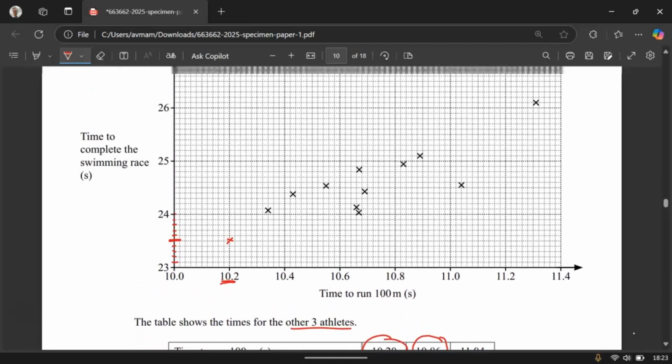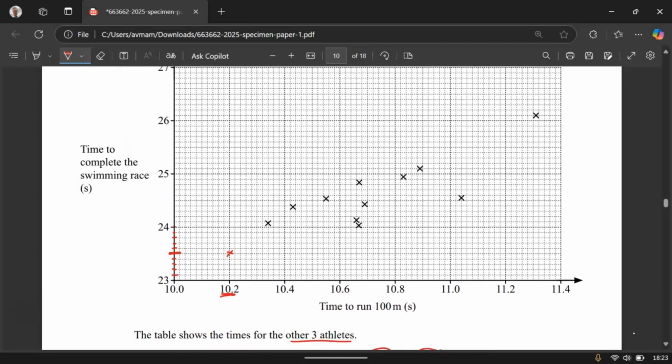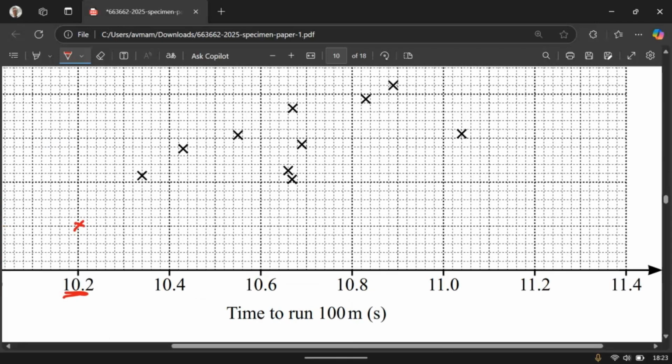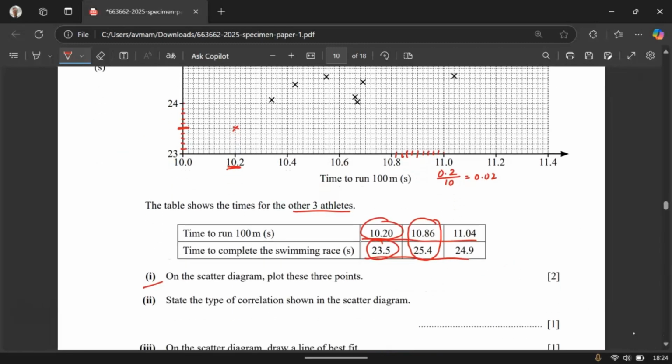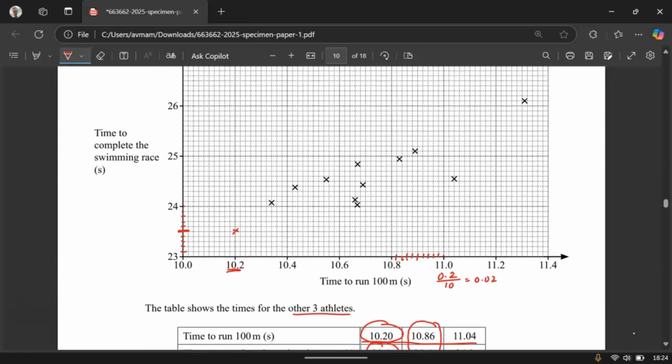So 10.86 and 25.4. Let me zoom in a little bit for 10.86. Let me count 1, 2, 3, 4, 5, 6, 7, 8, 9, 10. So this one is from 10.8 to 11. It is 0.2 and there are 10 divisions. So when we divide by 10, this becomes 0.02. So each interval represents 0.02 seconds. 10.86 and 25.4.